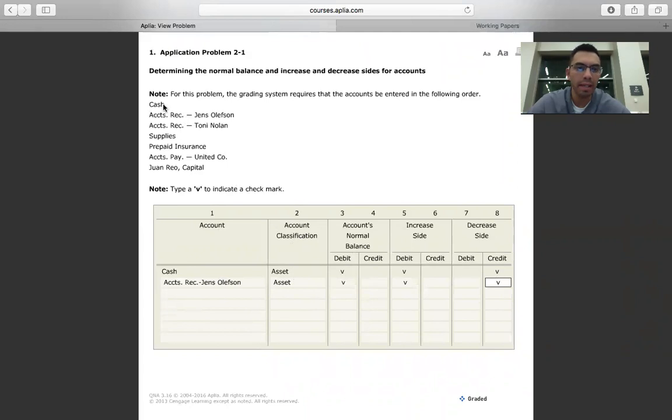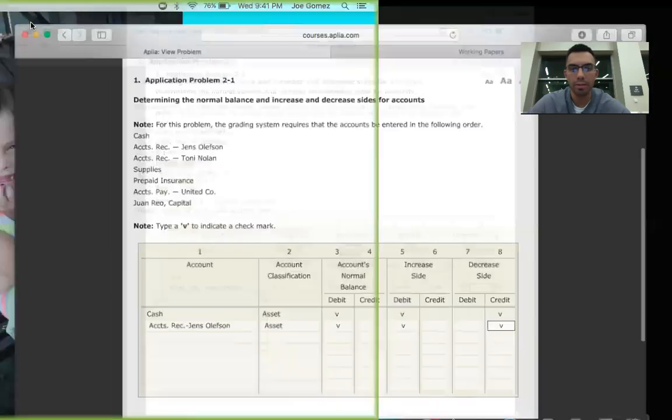Now, keep in mind that your assets that are listed are all going to be done the same way. Your liabilities and owner's equity accounts down here at the bottom are going to be done the opposite, okay, which means their normal balance is a credit, which means their increase side will be a credit and their decrease side will be a debit. Again, this is all stuff that we kind of did in our last lesson.